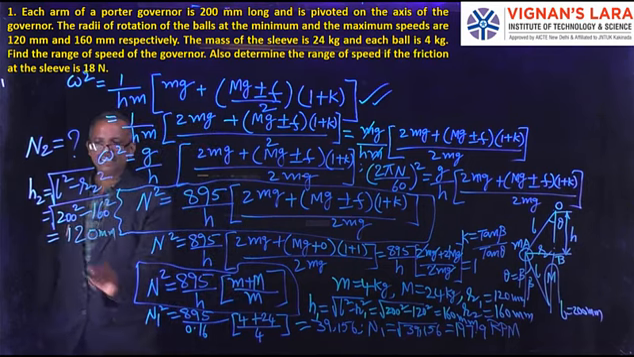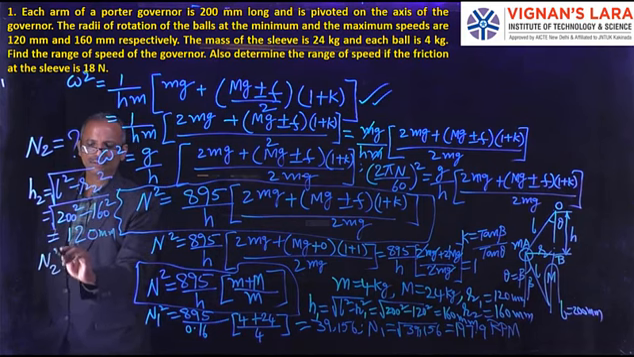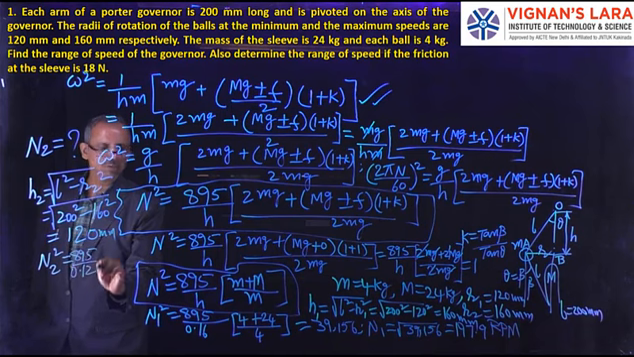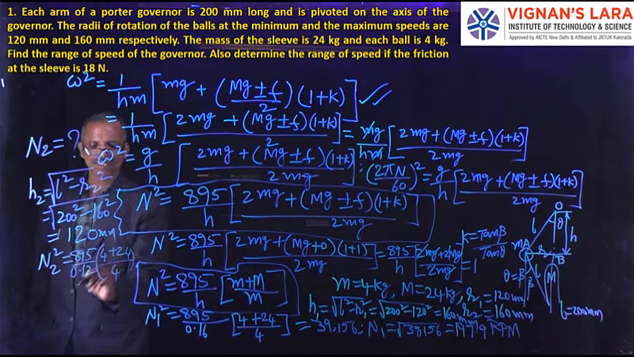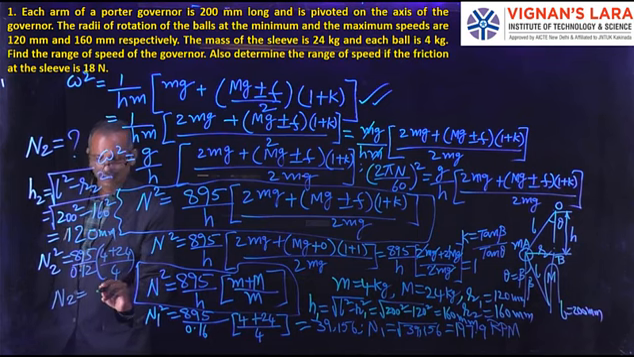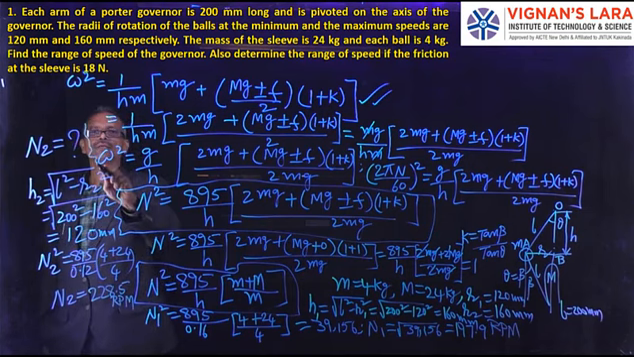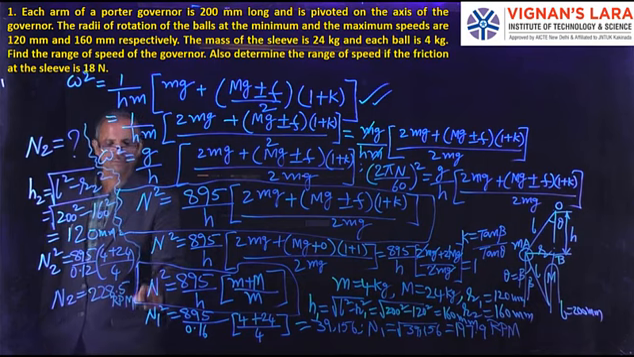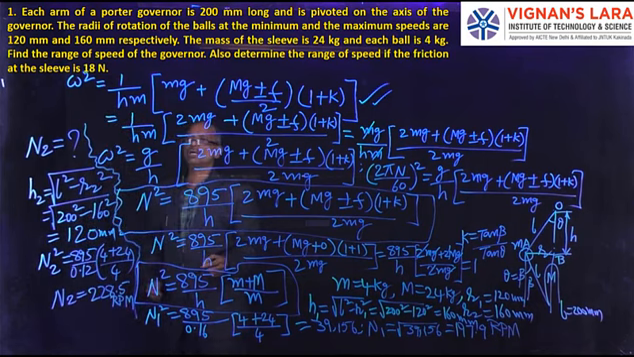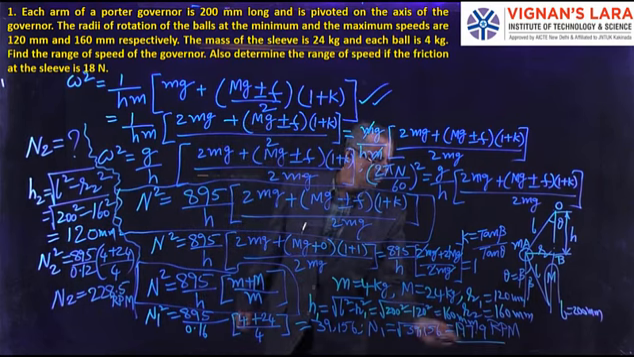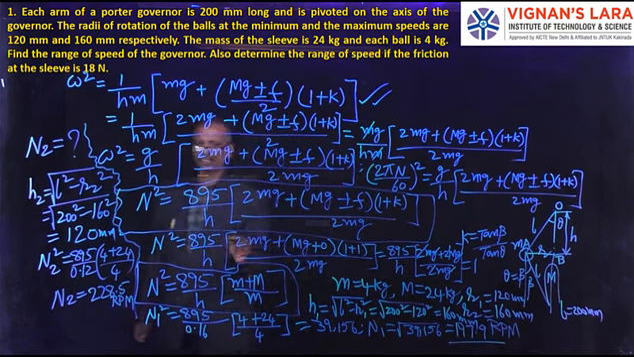Now you can write N2 square is 895 by 0.12 into (4 plus 24) by 4. If you calculate, you get the N2 value as 228.5 RPM. So this is N2. Okay, so you got N1. Then range is nothing but N2 minus N1.